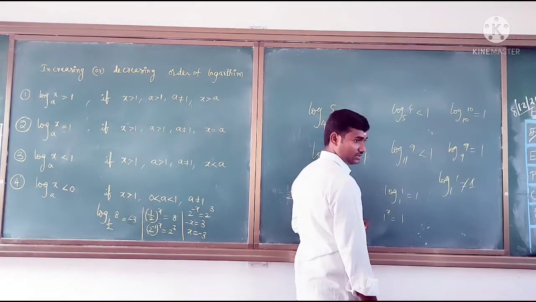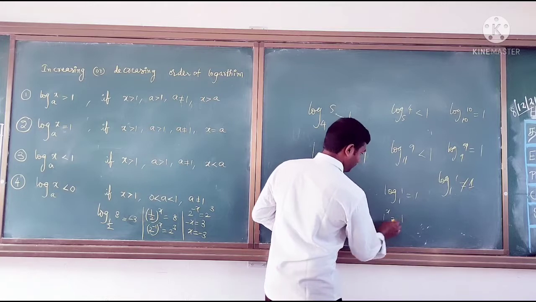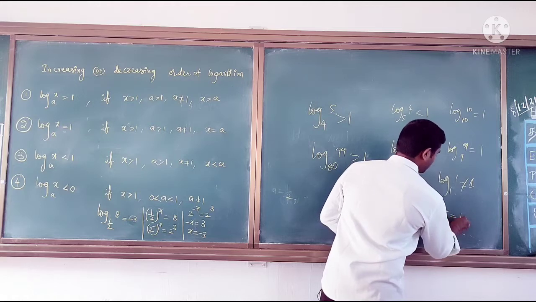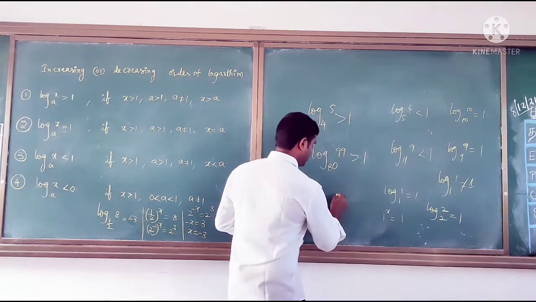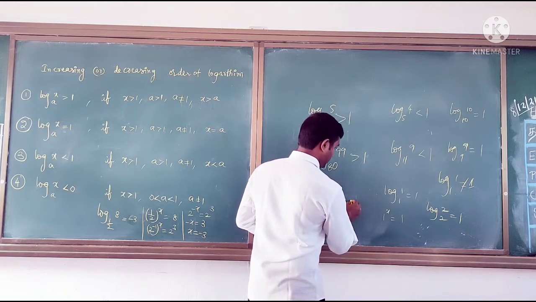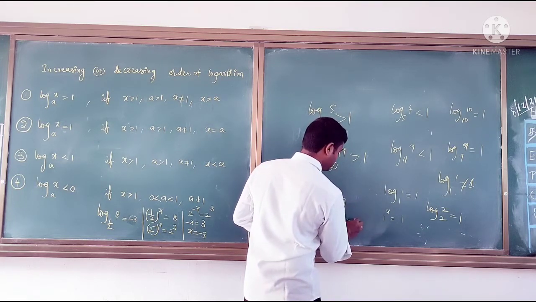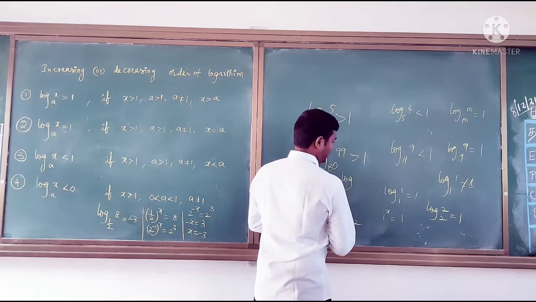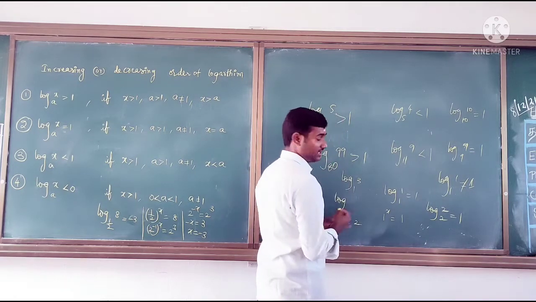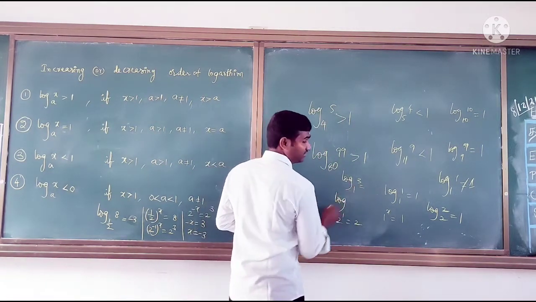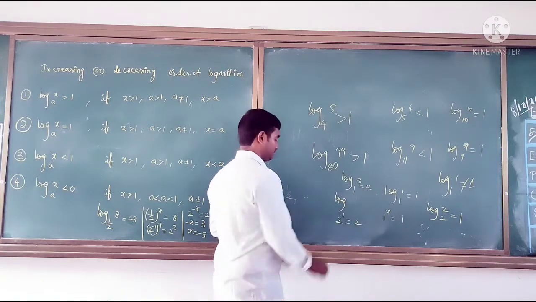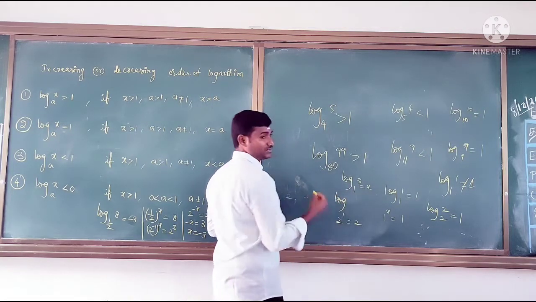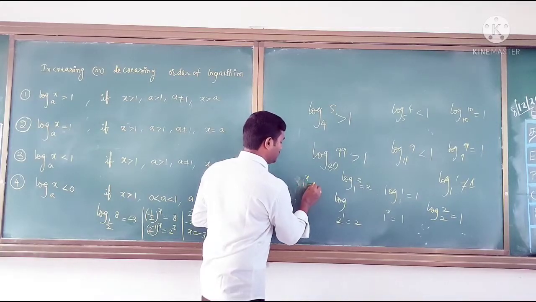See, log 2 to the base 2 is 1. So that is 2 power 1 is equal to 2. Now log 3 to the base 1. This number we don't know. You can take x. How can you write log 3 base 1 equal to x in the exponential form? 1 power x is equal to 3.